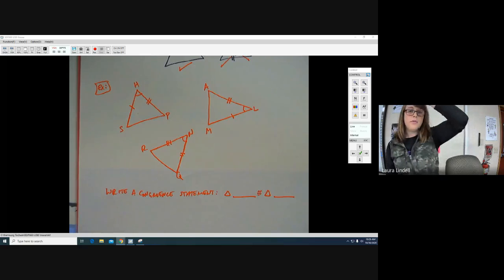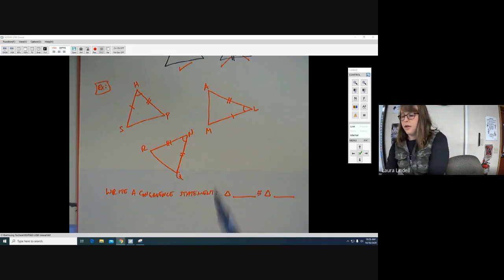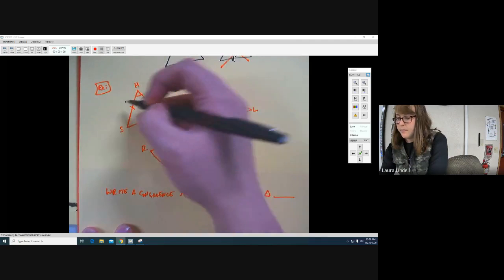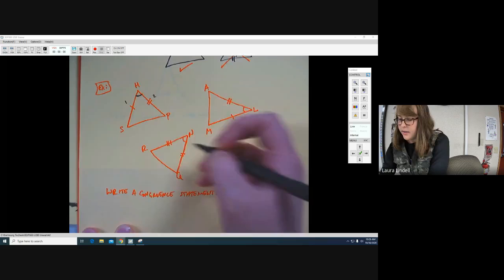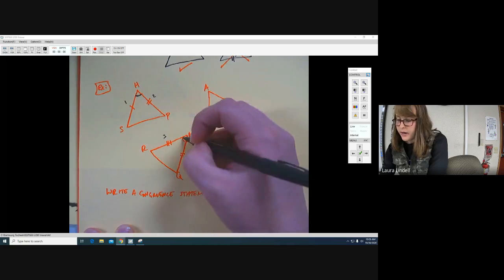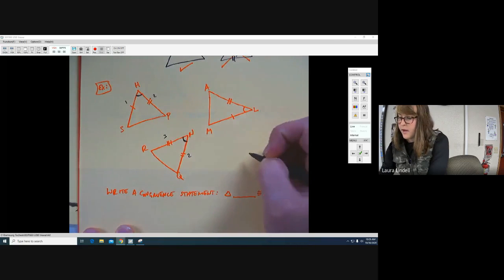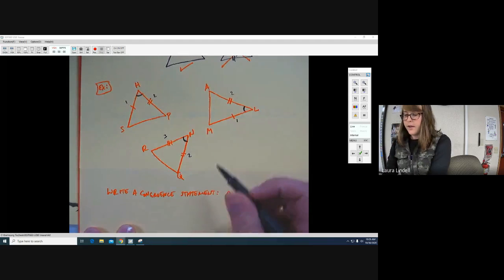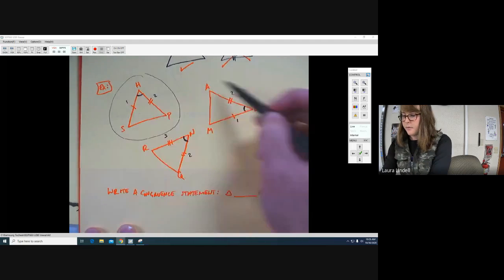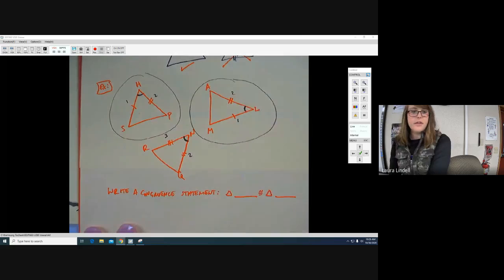So we will have to go through and decide which two go together. Well, this one has a 1 and a 2, and it has an angle with 1 arc in the corner. This one has a 3 and a 2 and an angle with 1 arc in the corner. This one has a 2 and a 1 with an angle with 1 arc in the corner. So that would tell me that these two are congruent to each other.